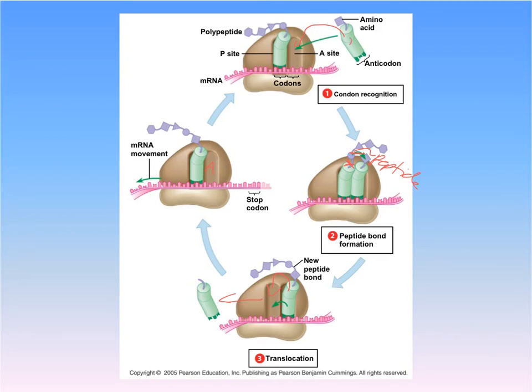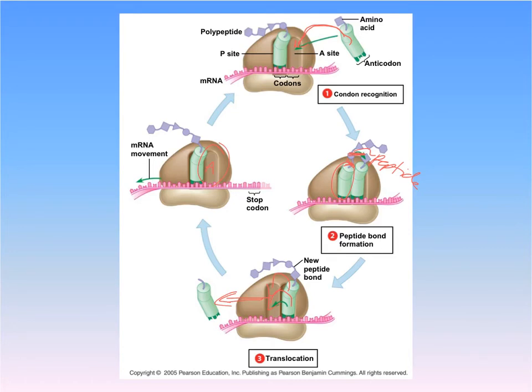The tRNA will move and dock at the A site. The two amino acids will form a peptide bond, which means this one's let go of its amino acid. It will go ahead and leave, which means now this tRNA can move into the A site, leaving the A site open, and so on and so forth until we hit a stop codon.